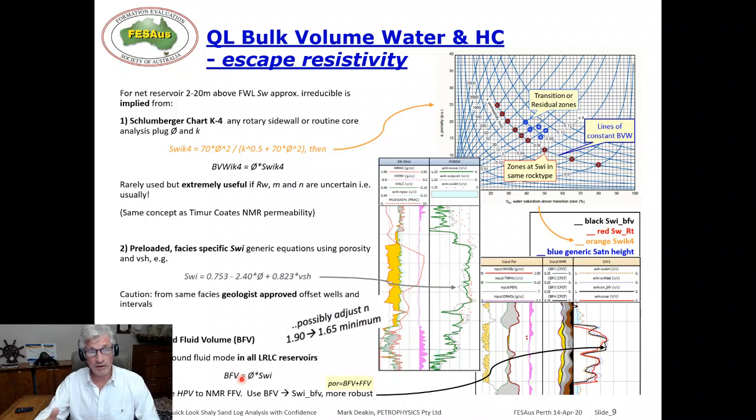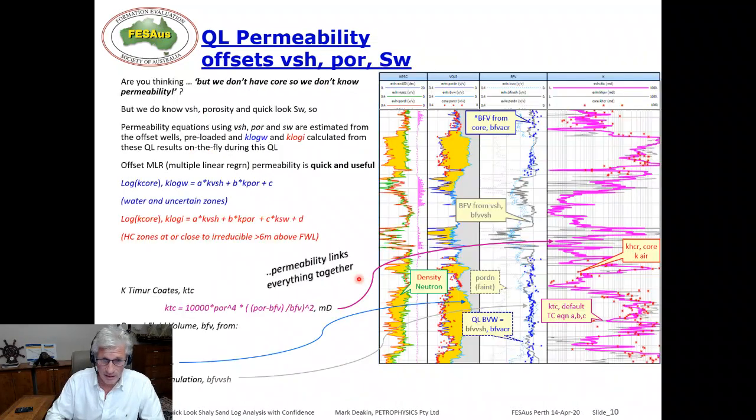I mean, if you log it in a certain mode and you do all these fancy things, you can get the SW from diffusion and so forth. But the way that I'm talking about it here, the quick look, the simple method, is just to say, well, because it does give you the bound fluid volume, the theoretical bound fluid volume in that rock, then if it was in a column, all of that bound fluid would be the only water left, and all the other fluid, the loose fluid as I call it, would of course be hydrocarbon filled. Okay, next slide is quick look permeability offsets, vshale, porosity, and SW.